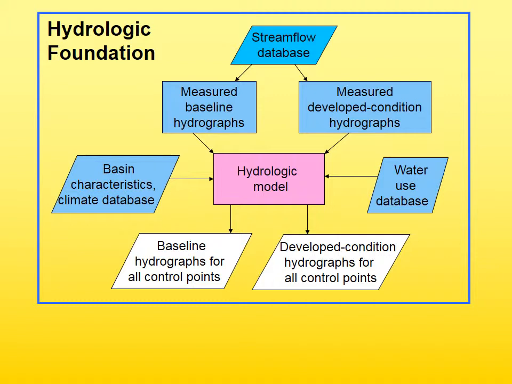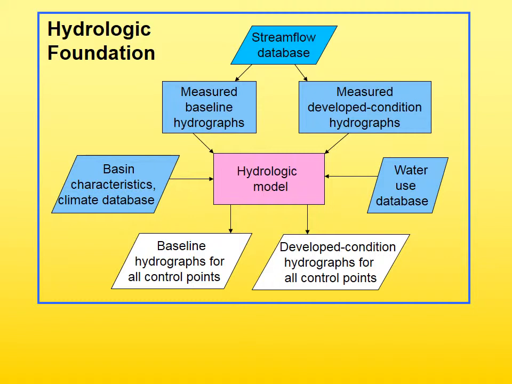Whether it's different kinds of infrastructure that have been put in place, such as dams or diversion systems, whether it's gradual withdrawals of water over time, or land use land cover changes that start to affect the flow regime and start to alter flows at different places in the basin. So we need both the baseline and the developed condition hydrological information.